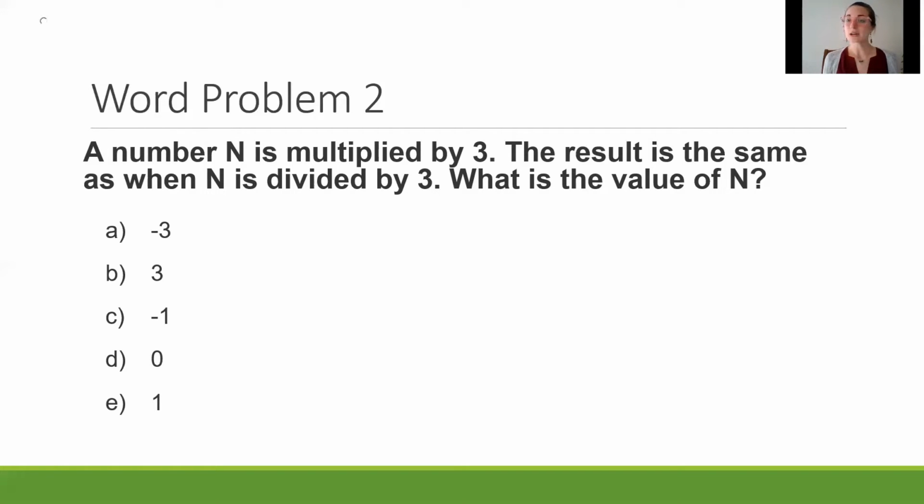Now, what I think is interesting here is they give us some complicated language. They say the result is the same. Now, when I look at that, I say, okay, if the result of n multiplied by 3 and n divided by 3 is the same, what I could do is I could put an equal sign between them. So that's what I'll do. I'm going to create this equation. Now, this is going to help me to solve the problem. And I'm going to do a few things first.